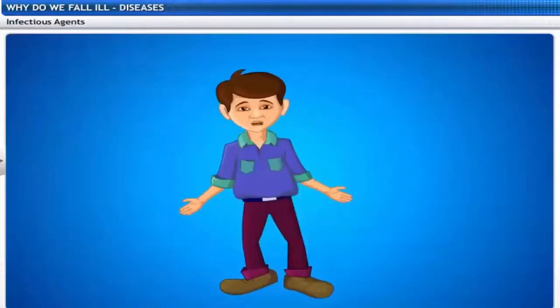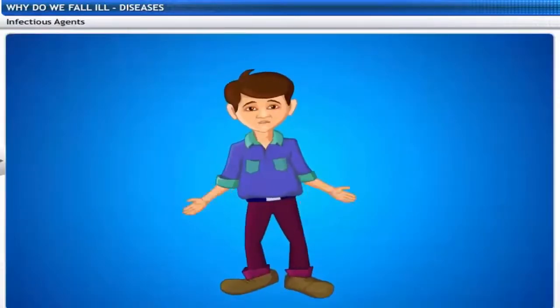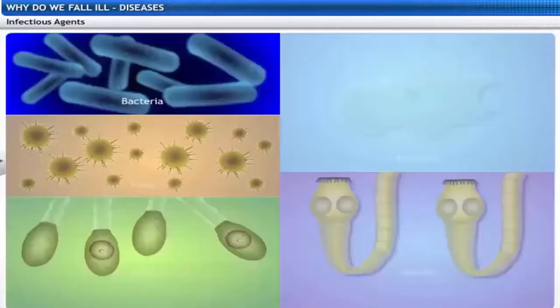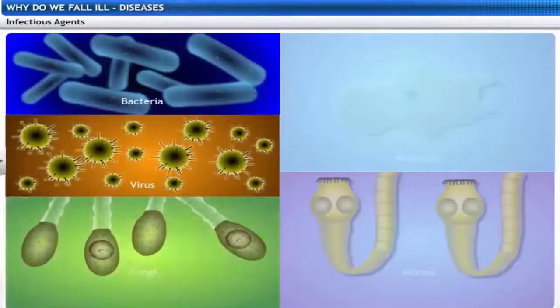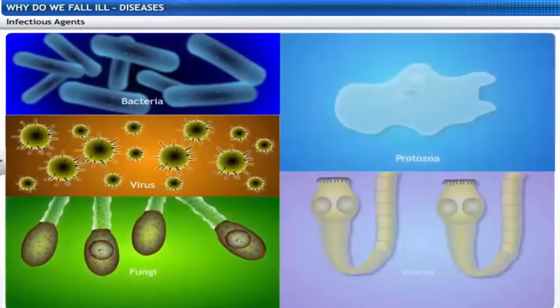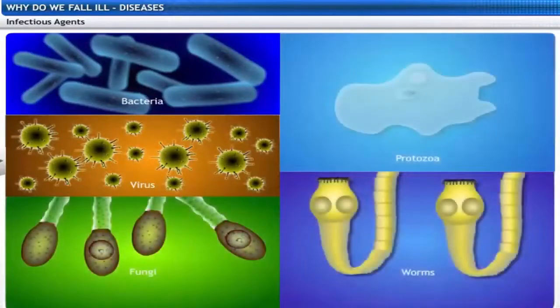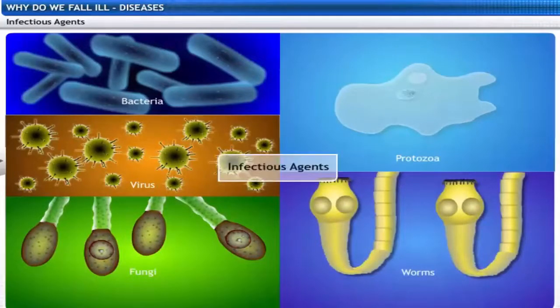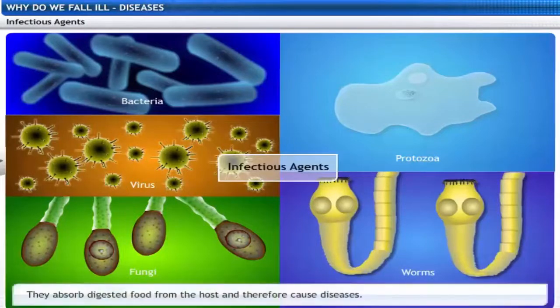Are there other disease-causing agents like bacteria? Apart from bacteria, there are viruses, fungi, protozoa, and worms that cause diseases. These are called infectious agents. These agents absorb the digested food from the host and in turn cause diseases.